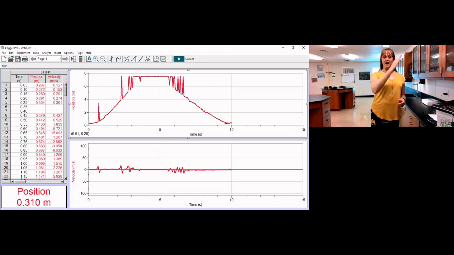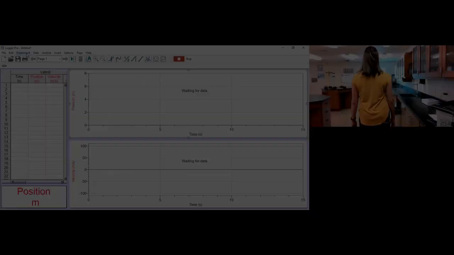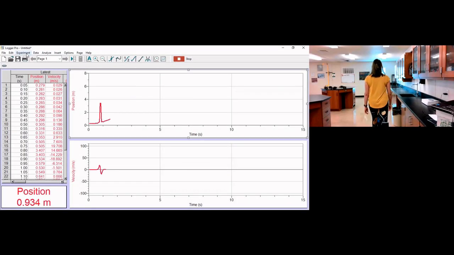Notice when it's a positive slope that you're moving away from the detector, and when it's a negative slope, you're moving toward the detector. When you're standing still, it's zero slope because you're not going anywhere. You can't have a straight up and down slope because it's impossible to be here and there at the same time. Let's watch what happens when I start slow and then go fast.